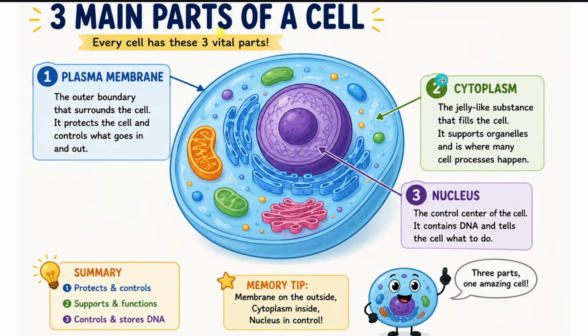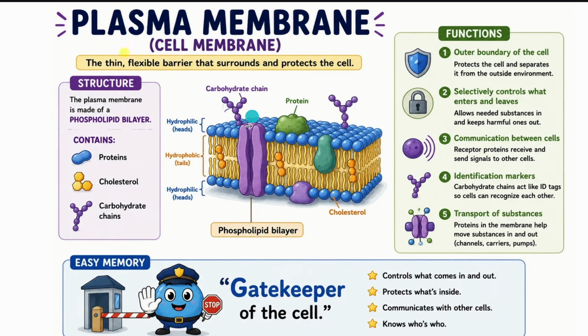Main parts of a cell. A cell has three major parts: the plasma membrane, cytoplasm, and nucleus. The plasma membrane controls what enters and leaves the cell. The cytoplasm fills the inside of the cell, and the nucleus acts as the control center.